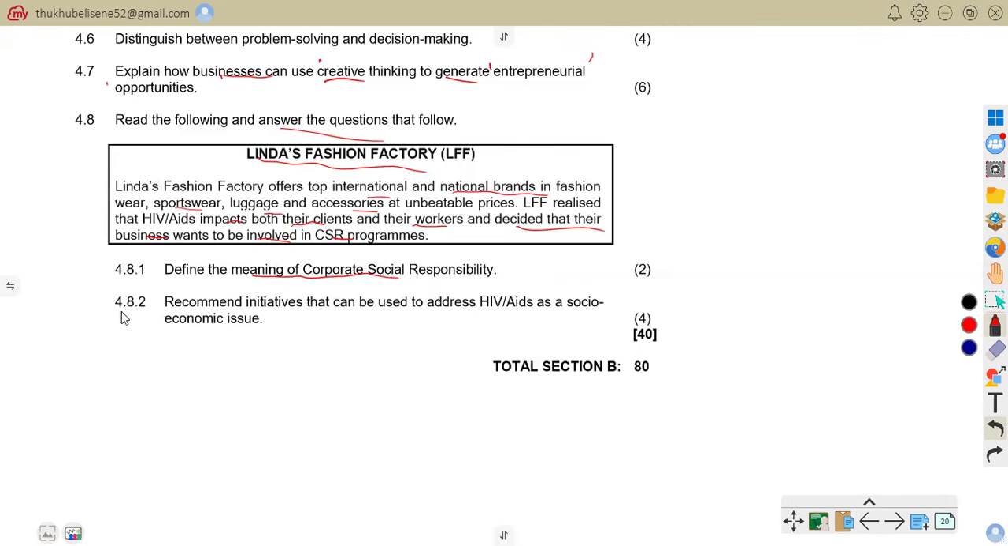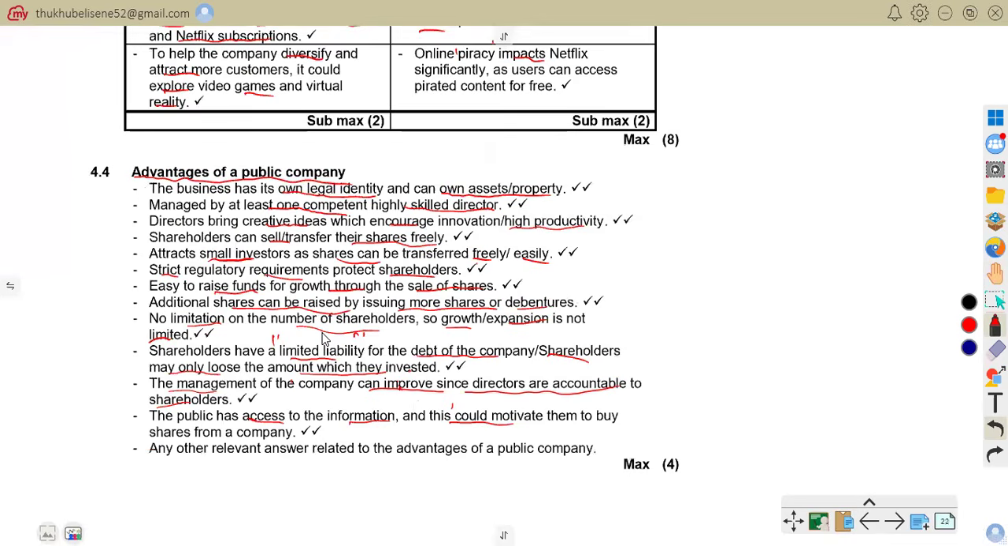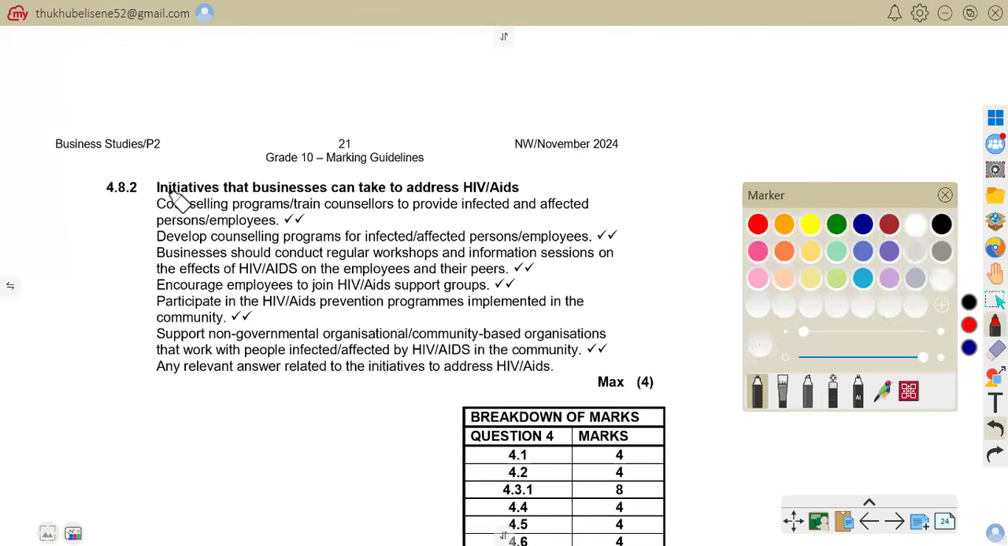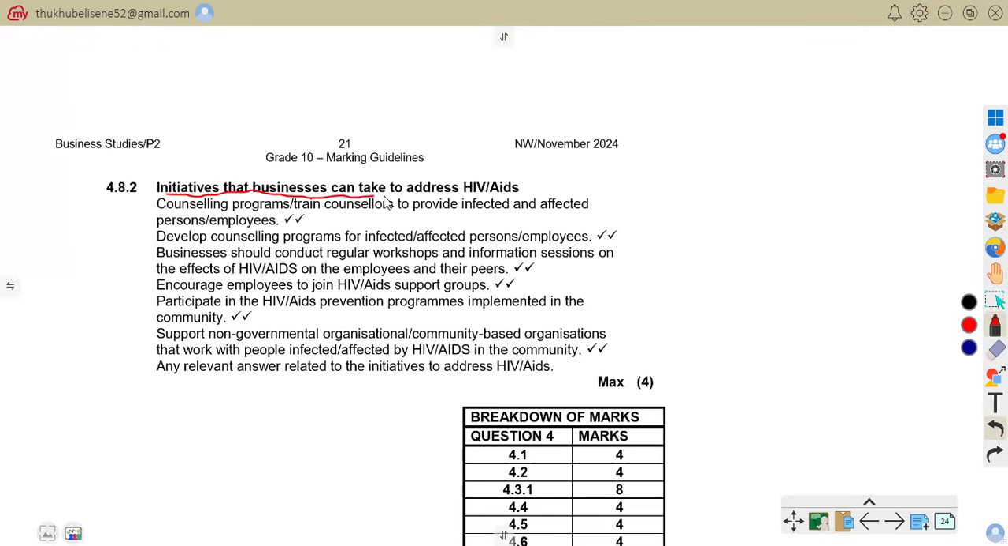Now let us come to question 4.8.2. Recommend initiatives that can be used to address HIV and AIDS as a socio-economic issue. So here we are on 4.8.2. Initiatives that business can take to address HIV and AIDS: counseling programs, training counselors to provide counseling to infected and affected persons or employees. So you provide training or counseling. Develop counseling programs for infected and affected persons as well as employees.